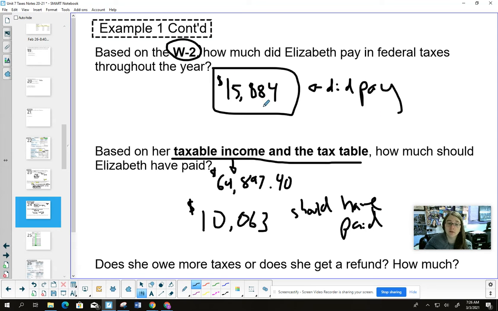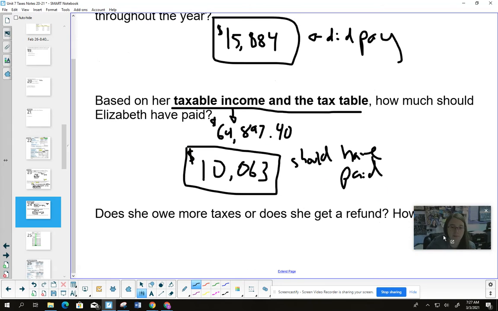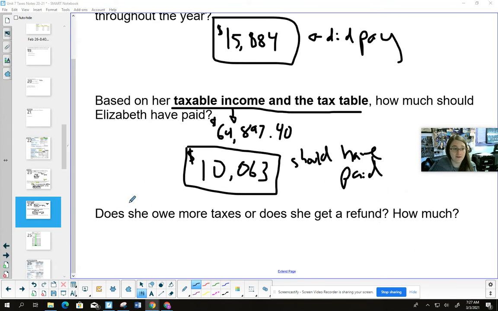So again, the W-2 form tells us what she did pay. The tax tables tell us what you should have paid based on your taxable income, right? So here's the last step in filing our taxes. Again, this is the actual process you go through when you file your taxes.